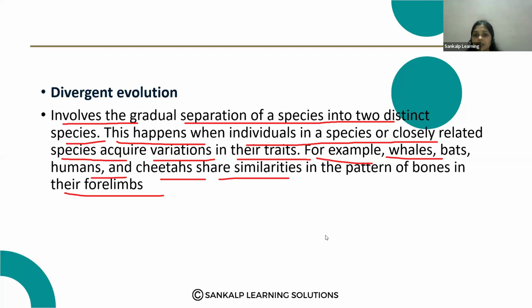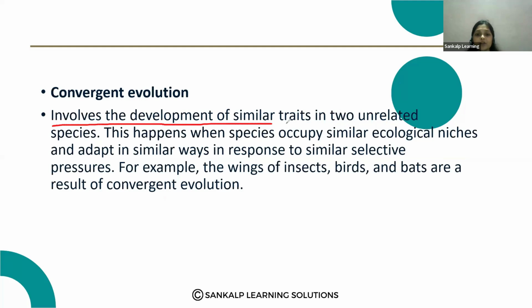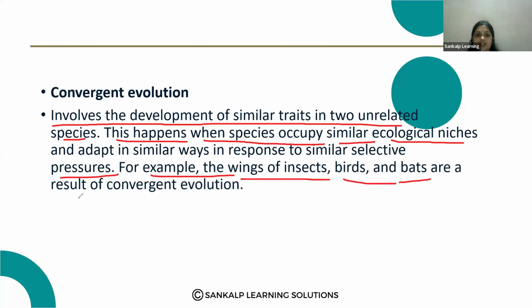And what is convergent evolution? They have different anatomical features. It involves the development of similar traits in unrelated species. This happens when species occupy similar ecological niches and adapt in similar ways in response to similar selective pressures. For example, wings of insects, birds and bats are a result of convergent evolution, meaning their anatomy is different, but it is an example of convergent evolution.